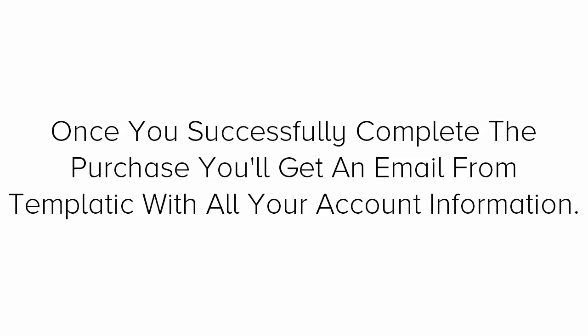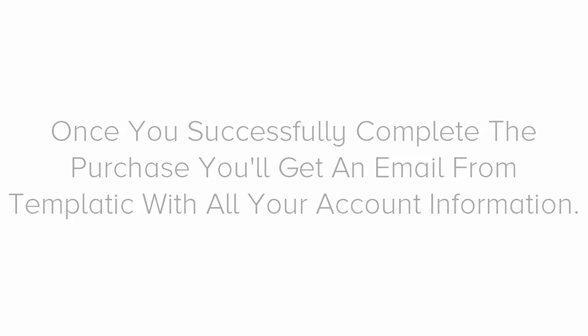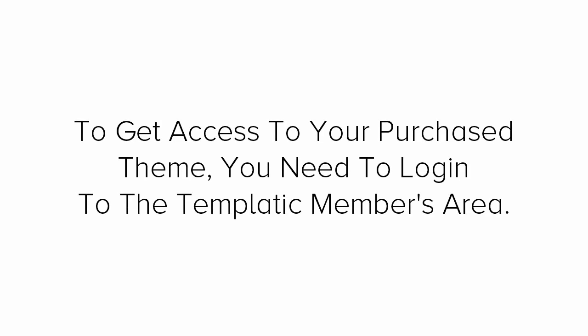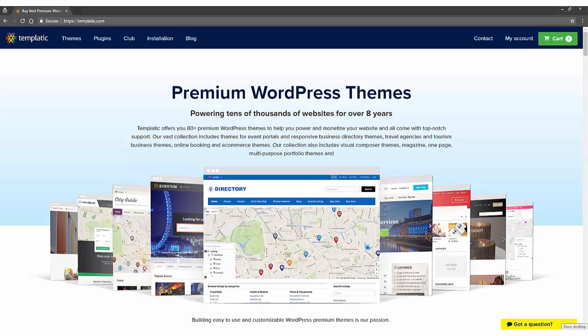Once you have successfully completed the purchase, you'll get an email from Templatic with all your account information. In order to get access to your purchased theme, you need to log in to the Templatic members area. Go to templatic.com and click on My Account from the menu.